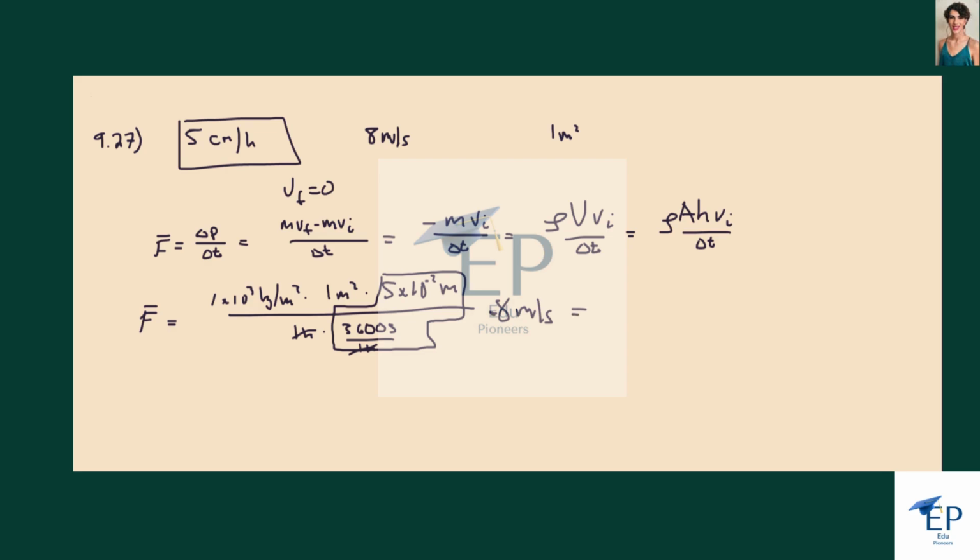And now we can plug stuff in. So if we plug all this in our calculator, we just get the average force out, and it's all in SI units, so we know our answer is going to be in newtons. And we get out an average force of 0.11 newtons. Cool.